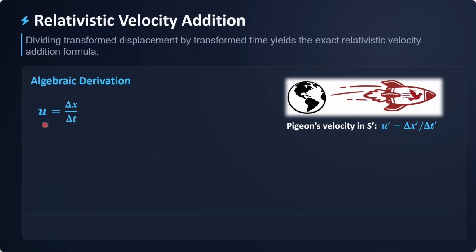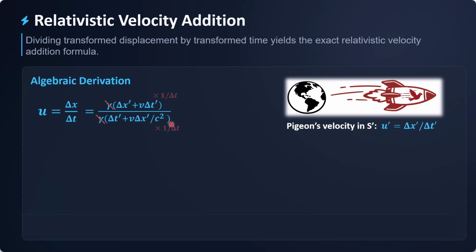Let's plug in our inverse Lorentz equations. Delta x equals gamma times delta x prime plus v times delta t prime. And delta t equals gamma times delta t prime plus v times delta x prime over c squared. Look at the screen. When we divide delta x by delta t, the gamma terms cancel out completely.